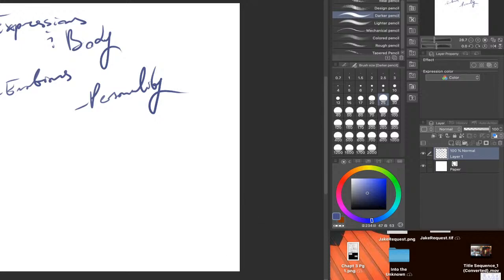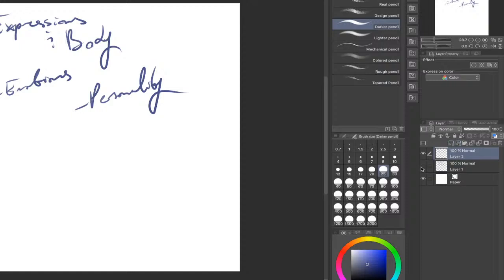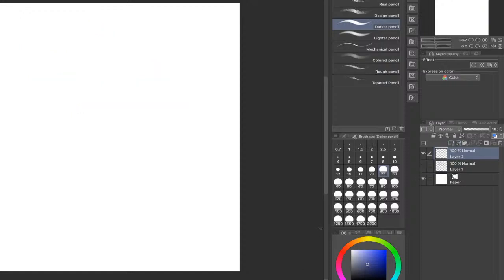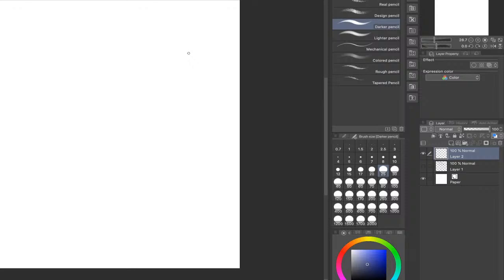Like I said, expressions and body, emotions and personality. And that's going to be what we talk about today. Let's go ahead and get started. So expressions are really easy once you get behind the idea of playing around with the face and understanding how the face kind of works.